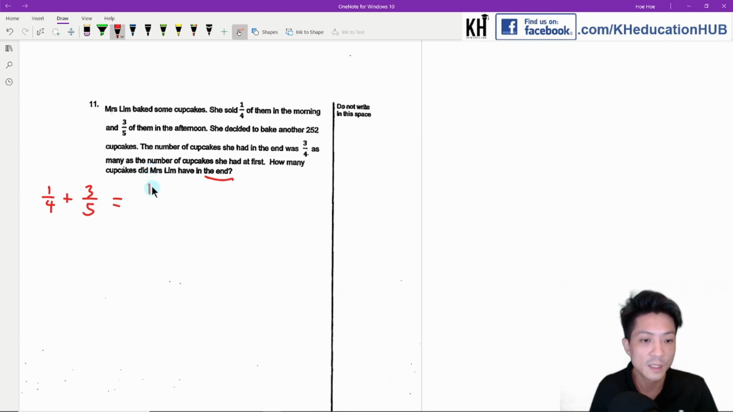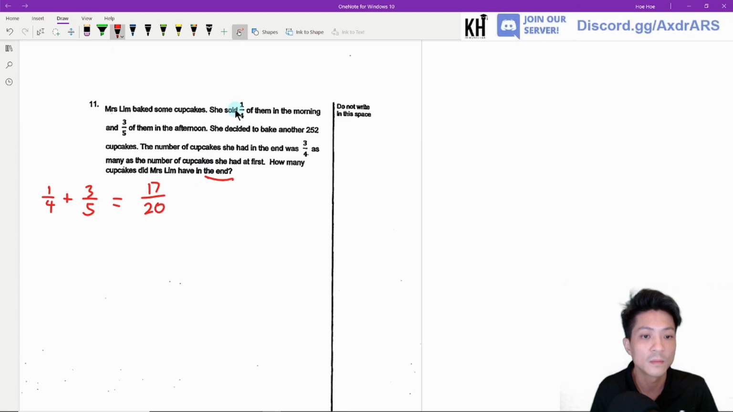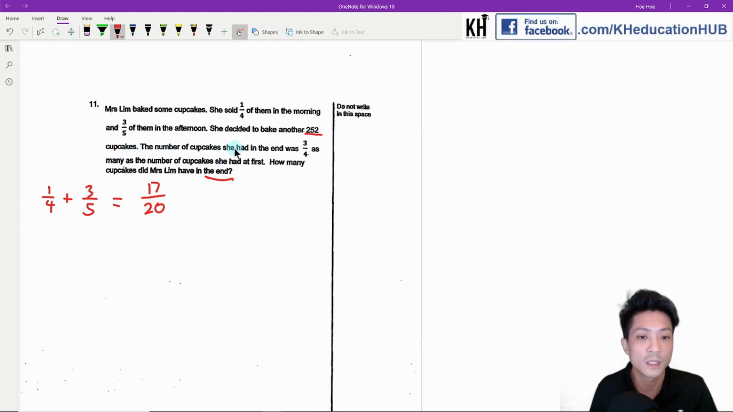Okay, which will give me 17 over 20. And after she decided to bake another 252 cupcakes, the number of cupcakes she had in the end was 3 over 4 as many as the number of cupcakes she had at first. Okay, so 3 over 4, I'm going to times 5 times 5, that will give me 15 over 20.